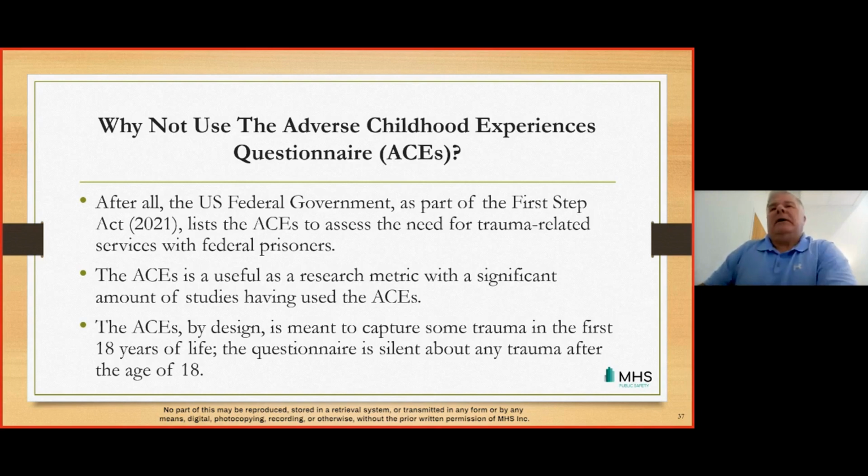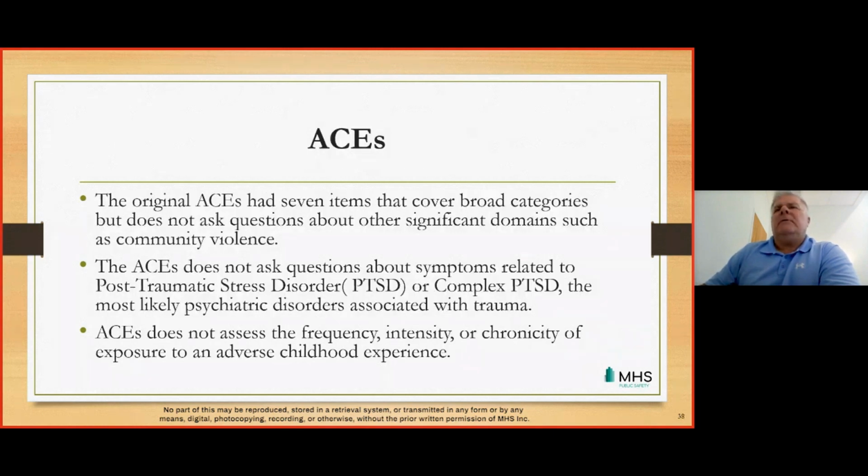However, the ACEs by design is meant to capture some trauma in the first 18 years of life. The questionnaire is silent about any trauma after the age of 18. ACEs covers broad categories, but misses others, such as community violence. It does not ask questions about symptoms, and ACEs does not assess the frequency, intensity, or chronicity of exposure to adverse childhood experiences.